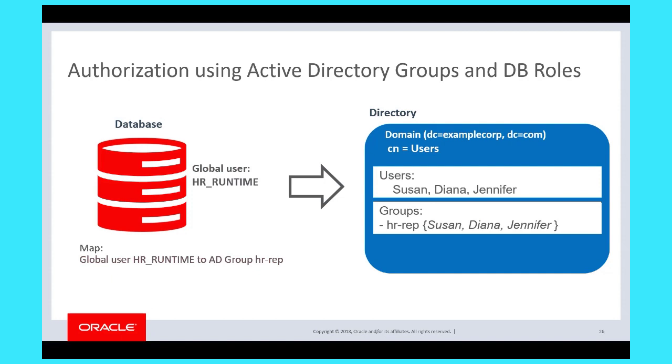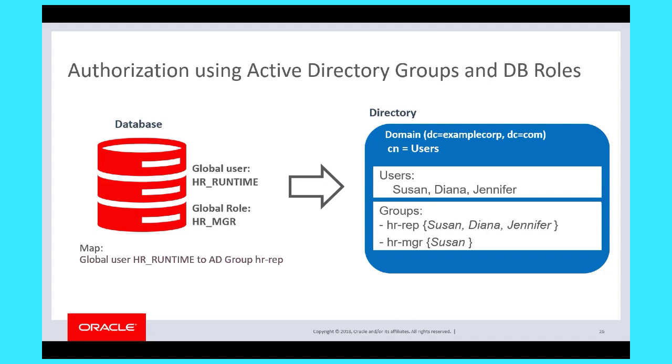I now want to move authorization up into the directory. So I'm going to create a new group in Active Directory called HR Manager, and I'll only put the people I want to have the HR Manager role in the database in this group. So I create the HR Manager group in Active Directory, and I add Susan to that group.